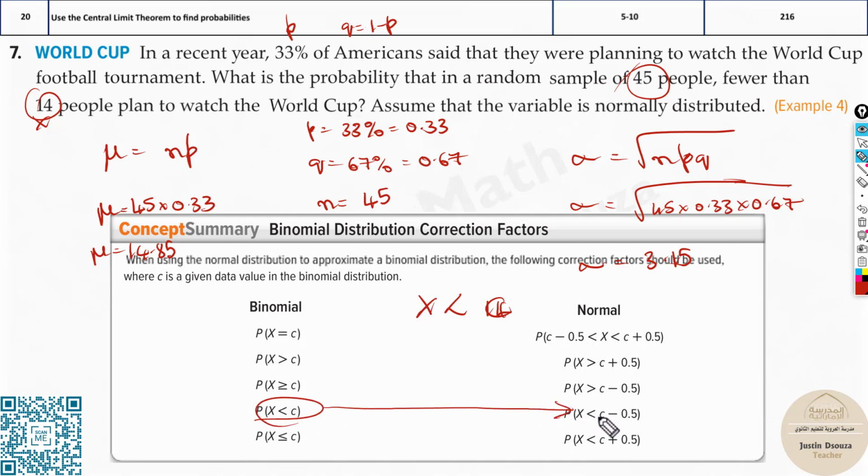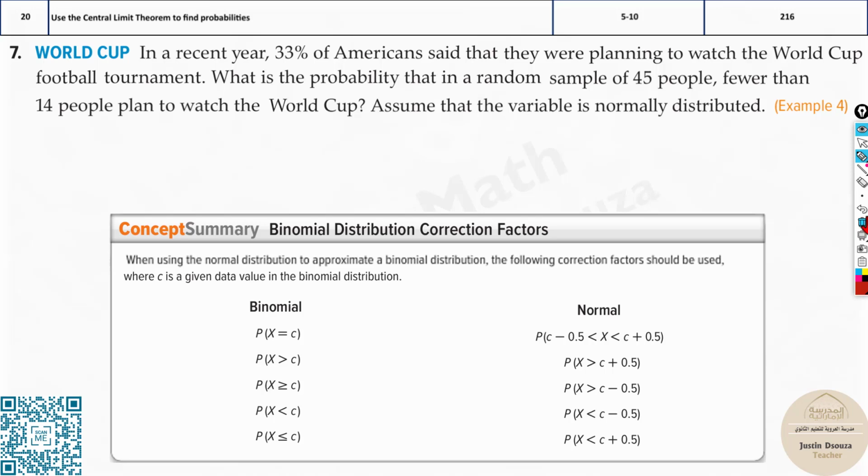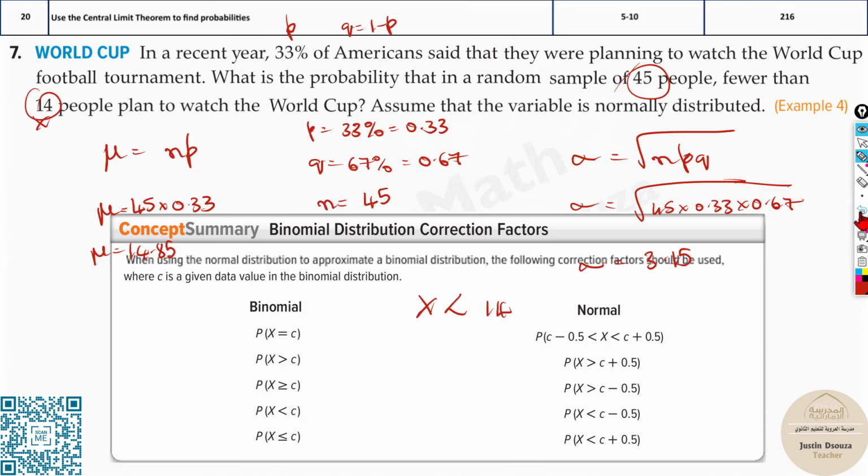What happens with that? Whatever this x value is, you must subtract 0.5. That is what it means. So you can't directly take x. It's always the correction factor of 0.5. Let me just clear this. x is less than 14. So the correction factor is minus 0.5 basically. So x will be 14 minus 0.5, that is 13.5. We have to use this one. If it was greater than, you add it. Whereas if it was greater than or equal to, you subtract it.